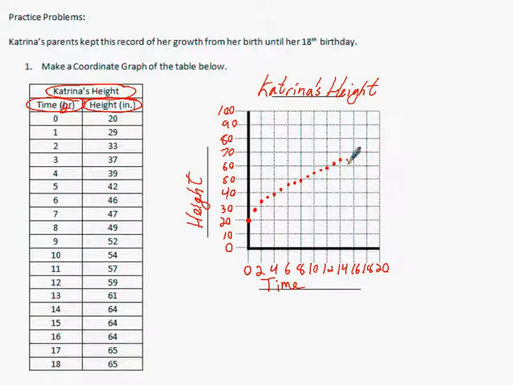15 is 64. Remember, if it's flat, it means nothing happened. She must not have grown. 16, still 64. 17, 65. And 18, 65. So let's go ahead and connect these. And then we have our coordinate graph. So let's go ahead and answer some questions on this.